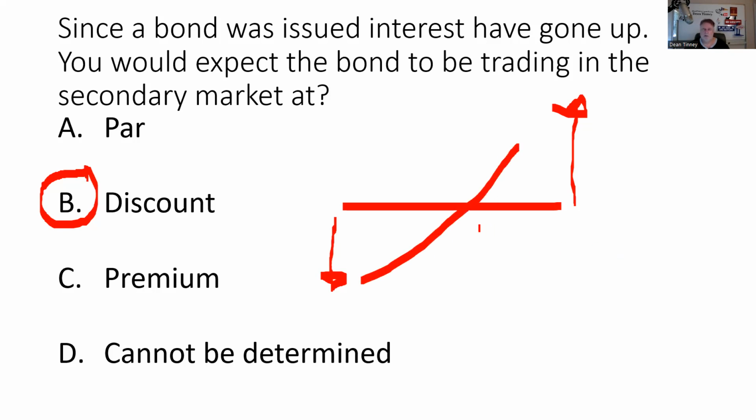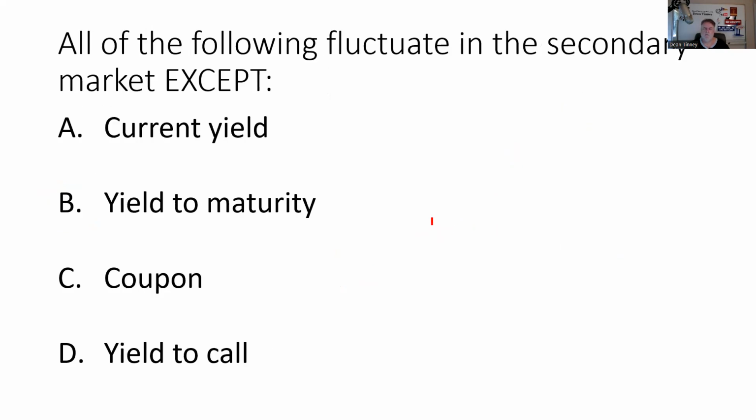The fulcrum of that teeter-totter, by the way, is the coupon, the nominal yield or fixed or stated rate of return. That doesn't change. All the following fluctuate in the secondary market except... So, when interest rates go up, the bond is going down. And when interest rates go down, the bond is going up. But the one thing that never changes is what the issuer has agreed to pay, that coupon rate. The coupon being 6%, let's say, that 6% doesn't change. All these other ones do. Now, remember, the coupon is also known as the fixed or stated rate of return. It's also known as the nominal yield.